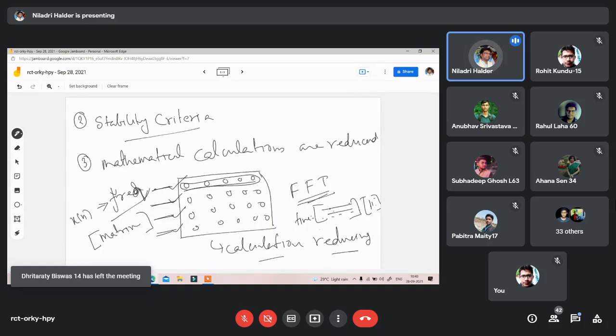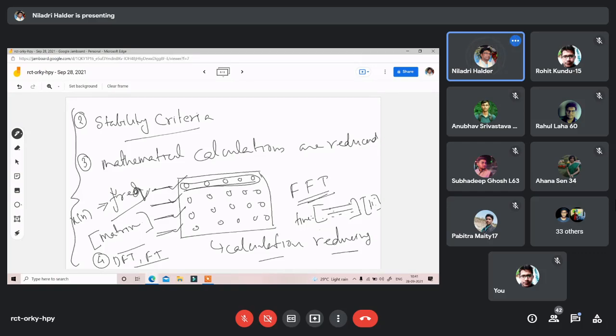Next point is point number 4, that you can calculate the discrete Fourier transform, simply the Fourier transform, by using the Z transform. Because Z transform is directly related to DFT or Fourier transform. So these are the importance of using the Z transform. So if the question comes, why do you use Z transform, I think you can provide the answer.